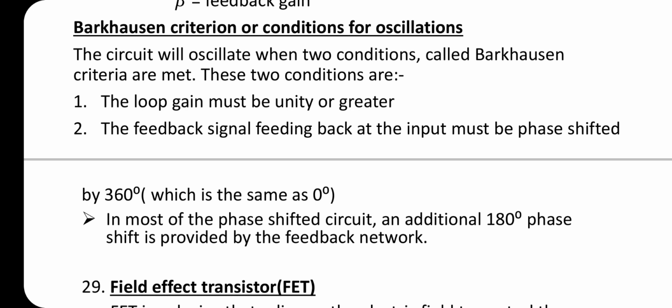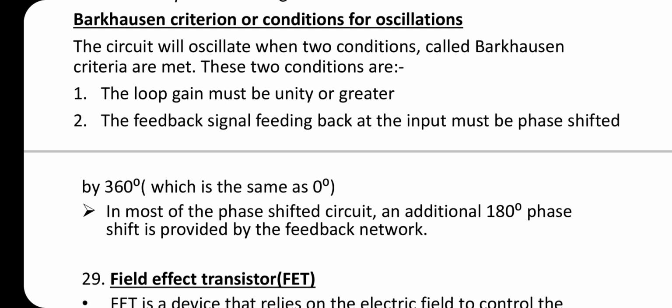Barkhausen criterion or conditions for oscillations. The circuit will oscillate when two conditions called Barkhausen criteria are met. These two conditions are: the loop gain must be unity or greater, and the feedback signal sent back to the input must be phase shifted by 360 degrees, which is the same as 0 degrees. In most phase shift circuits, an additional 180 degree phase shift is provided by the feedback network.